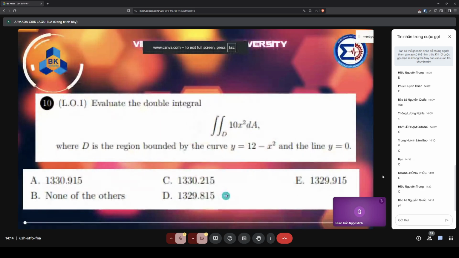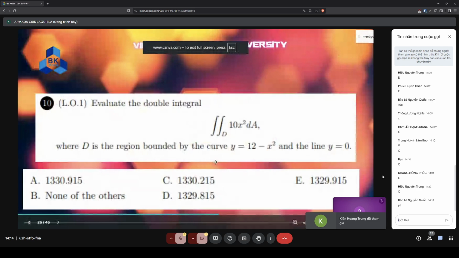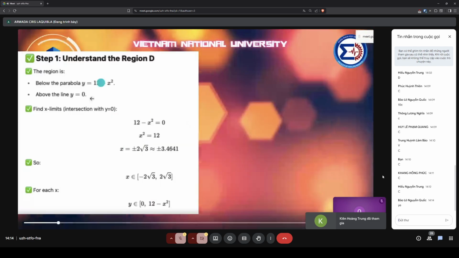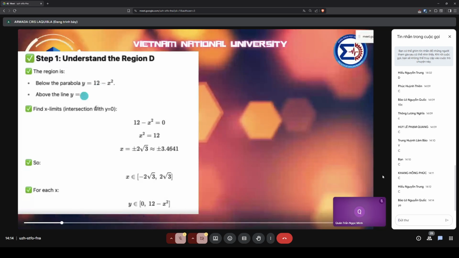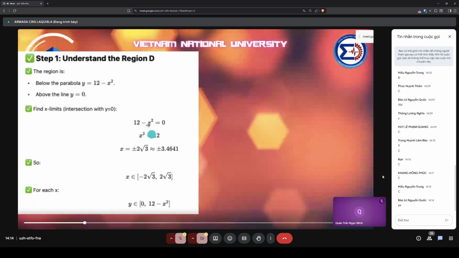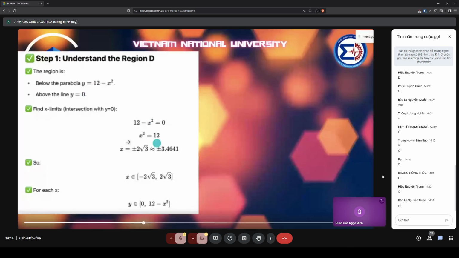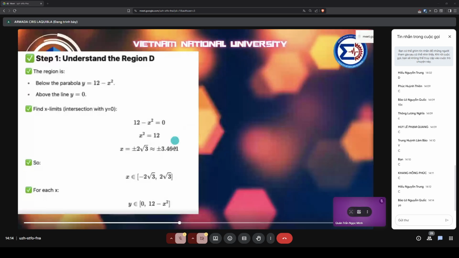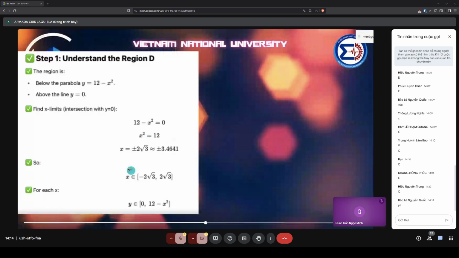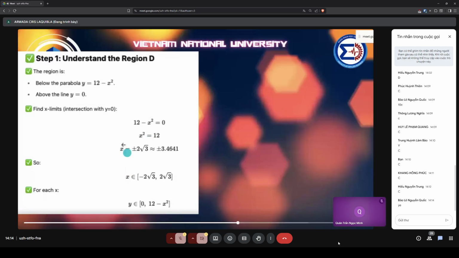Just solve the inner integral, class, and that's fine. For the boundary, please equate this first. The 12 minus x squared is equal to 0. Then x squared is equal to 12. Take the square root of both sides. You can use positive and negative square root of 12, it's fine. Or you can use positive and negative 2 square root of 3. And that's it. This is your boundary for your x.